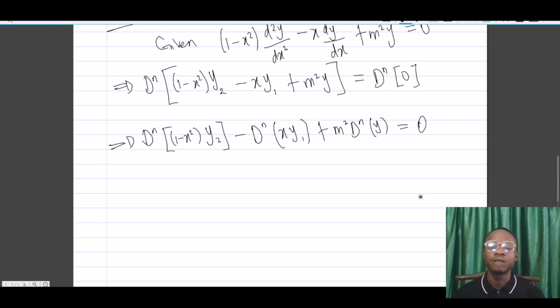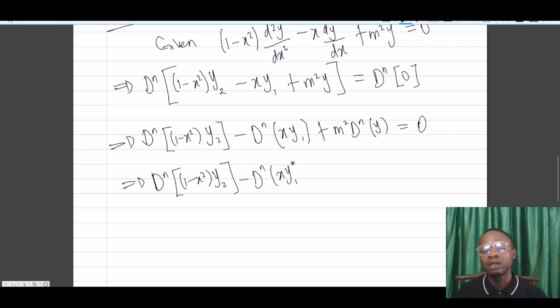So we proceed from here. Let's write out the ones we can simplify first. We know this is a product of two functions, so we will have to consider the Leibniz formula to simplify that. So let's leave this the way it is first. And this is minus dn of x into y1. This is the first derivative of y, the second derivative of y. But it's important to note the meaning of these symbols. Then plus this is going to be m squared.